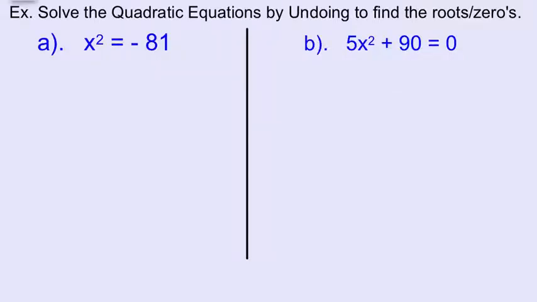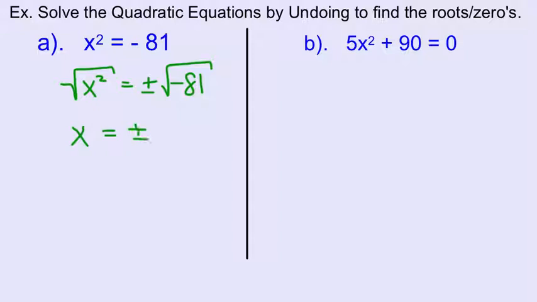So the first example here, solve this quadratic equation by undoing, so you can find the roots or the zeros of the equation. So we have example A, x squared equals negative 81. To undo that, we're going to square root both sides. Don't forget the plus or minus in front of that square root. Now the left side will just become x.